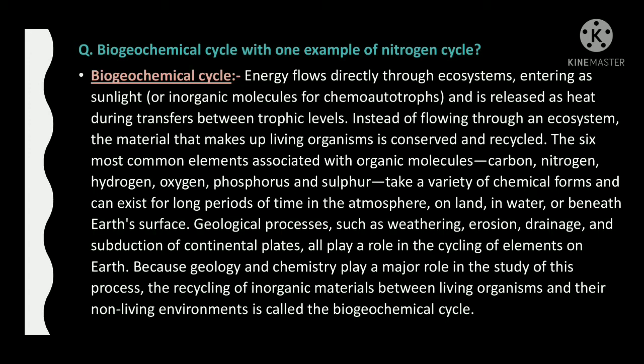Biogeochemical cycle. Energy flows directly through ecosystems, entering as sunlight or inorganic molecules for chemoautotrophs and is released as heat during transfers between trophic levels. Instead of flowing through an ecosystem, the material that makes up living organisms is conserved and recycled. The six most common elements associated with organic molecules are carbon, nitrogen, hydrogen, oxygen, phosphorus and sulfur.